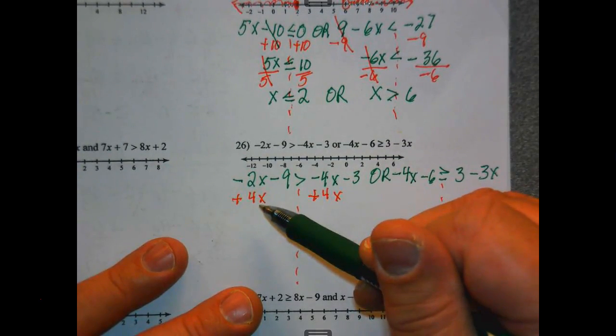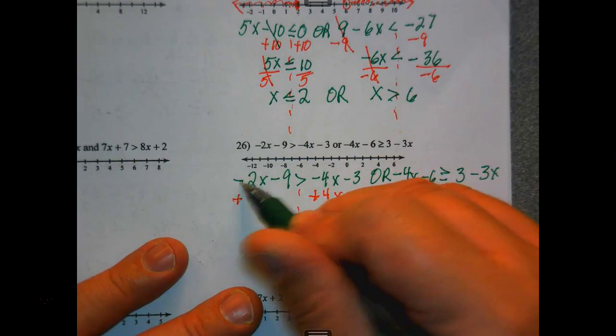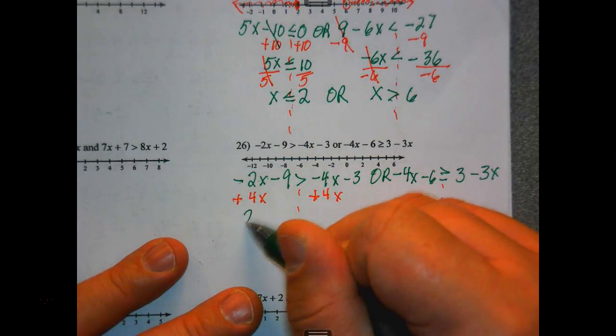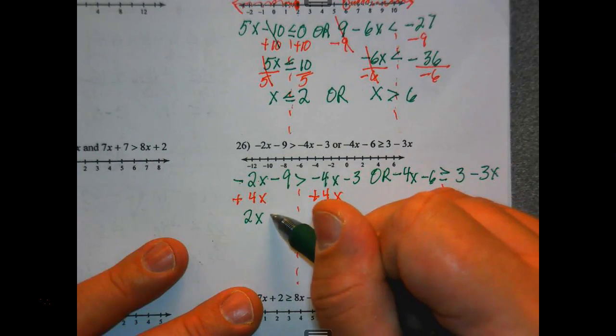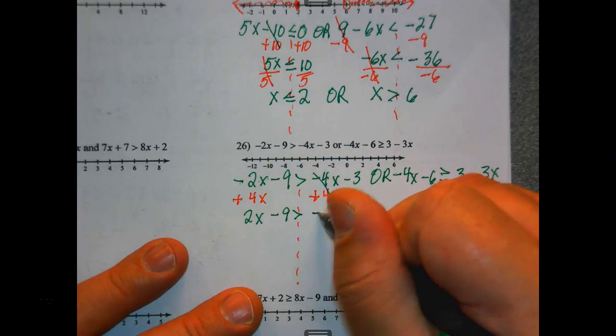I have to get my x on the left-hand side. Okay. So negative 2x plus 4x is positive 2x. I'm going to bring down my minus 9. These add up to 0. I get negative 3.